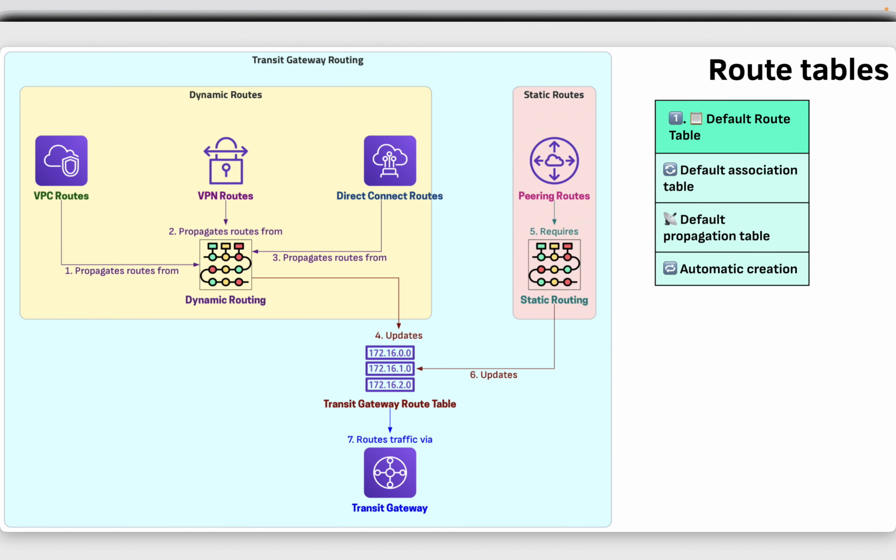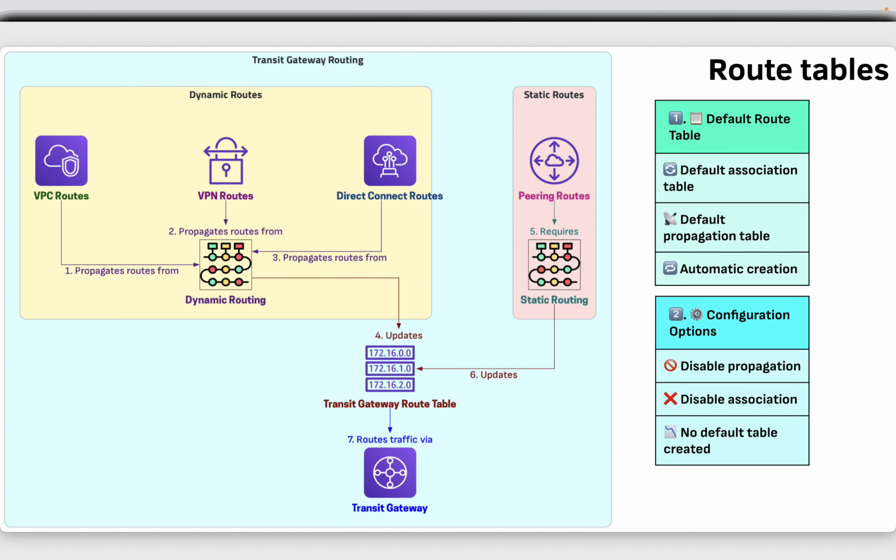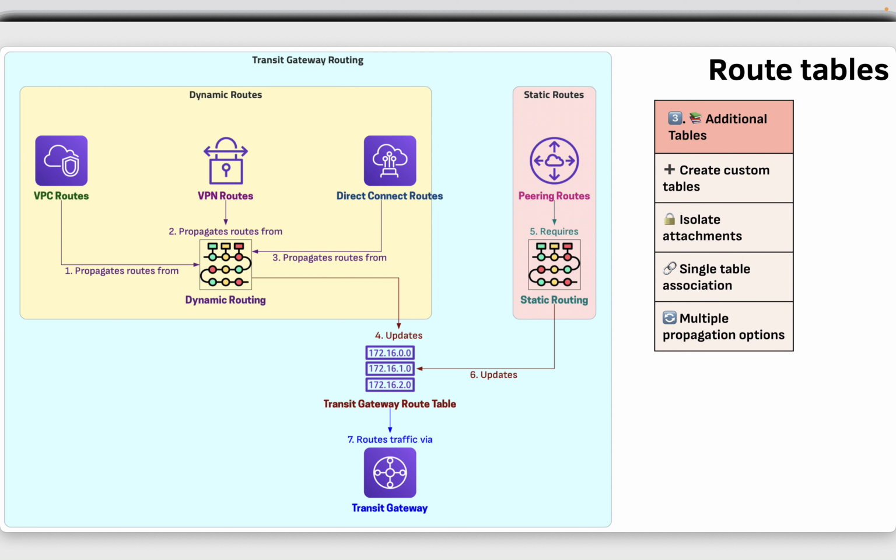Okay, next is about route tables. So your transit gateway automatically comes with a default route table. By default, this route table is the default association route table and the default propagation route table. Alternatively, if you disable route propagation and route table association, AWS does not create a default route table for the transit gateway. You can create additional route tables for your transit gateway.